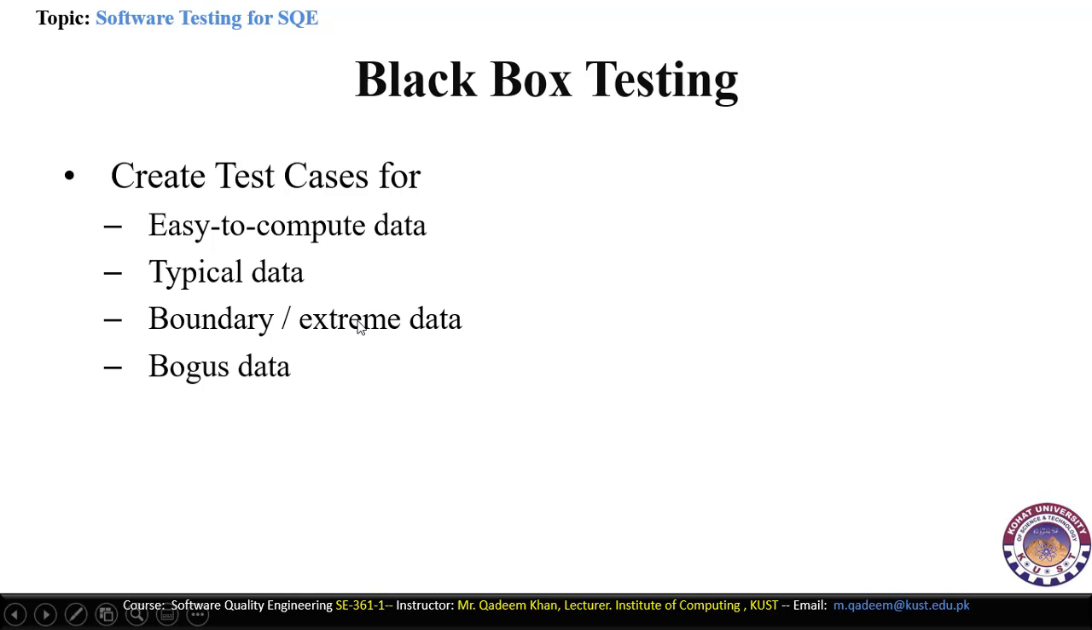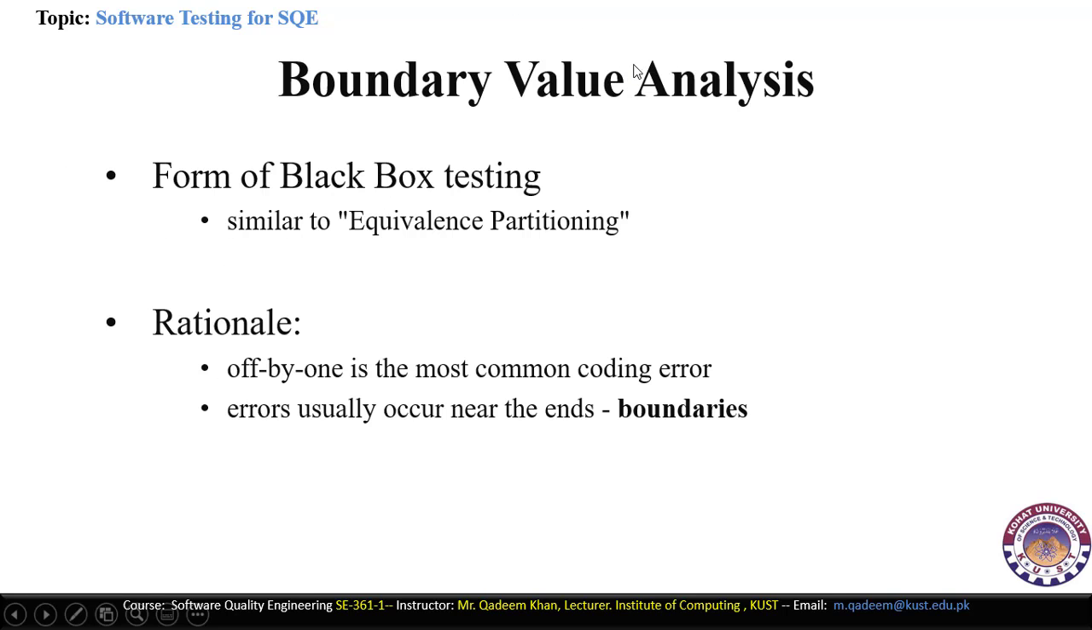Boundary value analysis: the extreme data is also required here. Boundary values are those values which lie on the extremes or on the boundaries. For example, negative values, that is the least values, and the greater values, which is the largest values. These are also called the extreme data. Also, we can perform testing based on some bogus data. Bogus data means that here we will take some random values, then based on that bogus data we can perform the testing here.